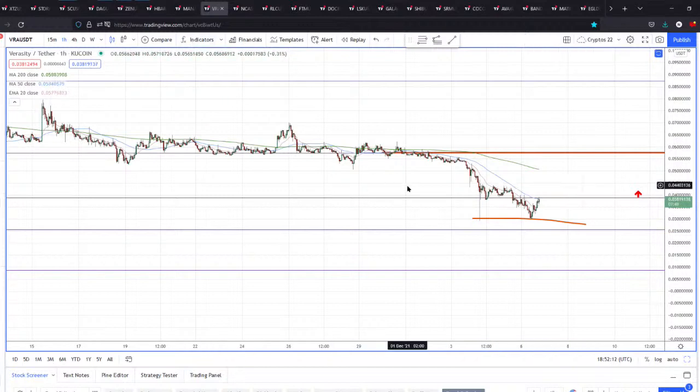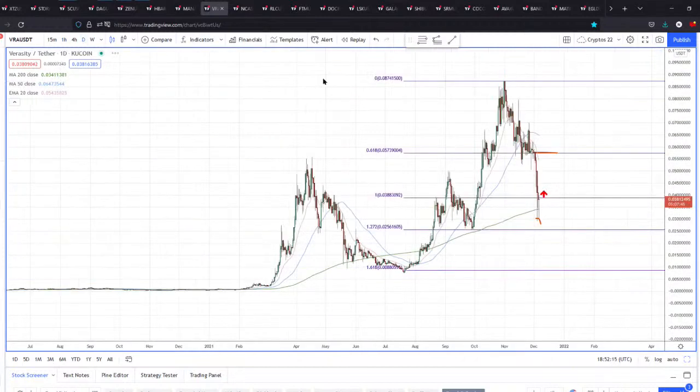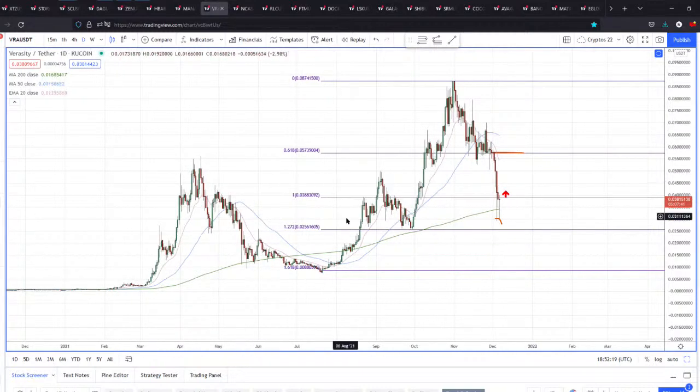And because that giant AB correction finished, then potentially we go to new highs from here. So the 200 moving average, 200-day moving average is the king of the chart in terms of trend. So if we're holding this and we can bounce, then we're looking good.